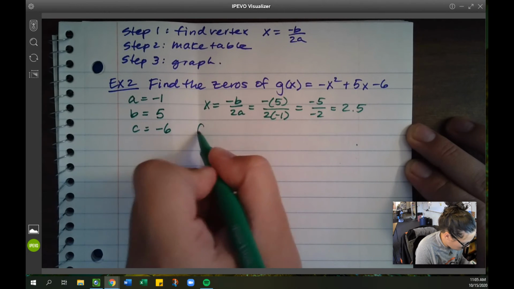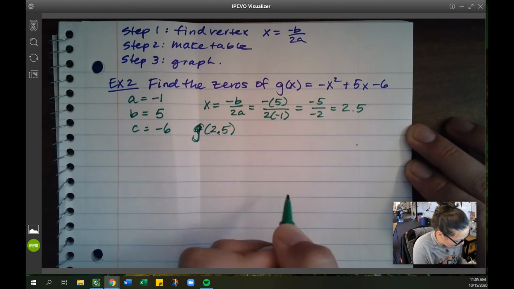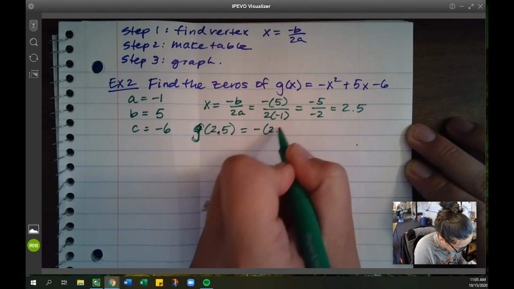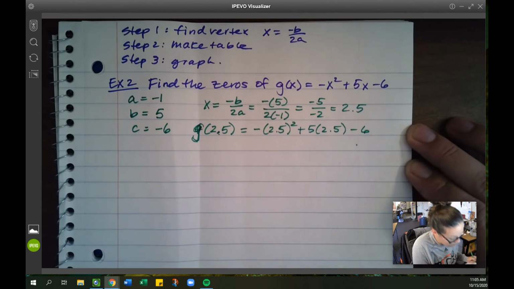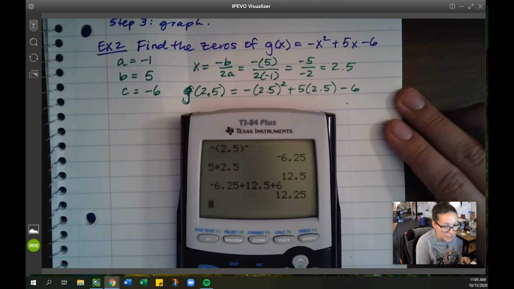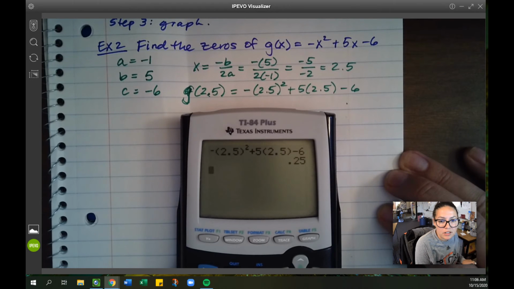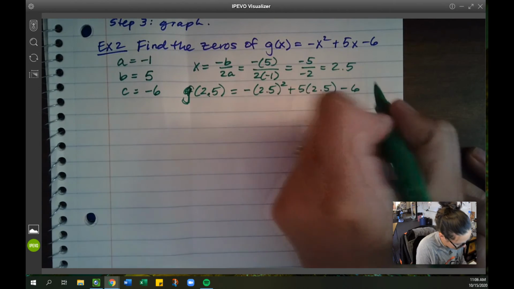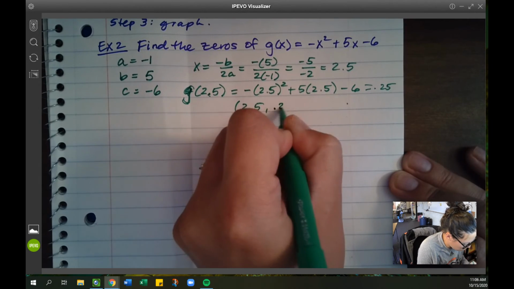So let's plug in 2.5 for x. That's g, not f. G of 2.5. I'm just going to punch this right into the calculator. So I have negative 2.5 squared plus 5 times 2.5 minus 6, which gives me 0.25. So that means my vertex is 2.5, 0.25.